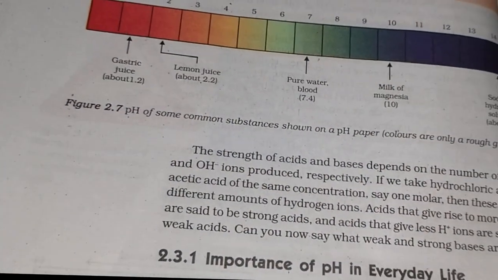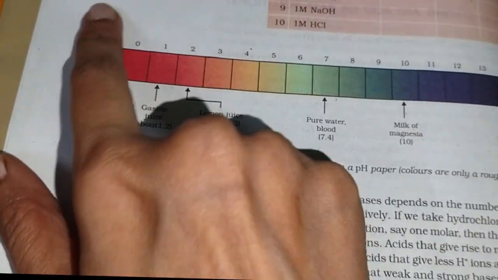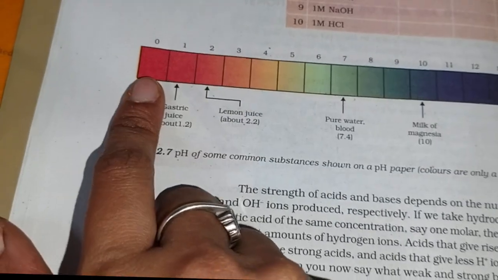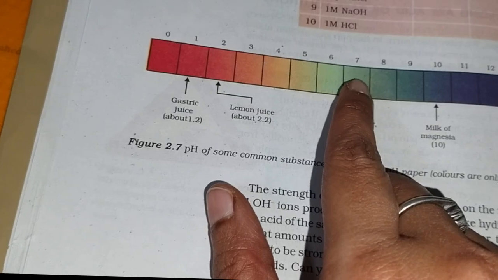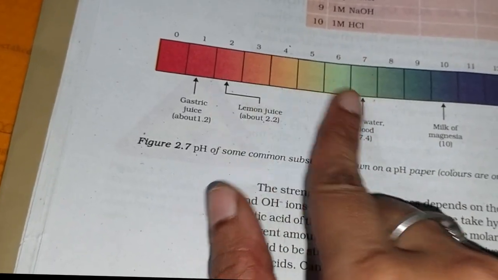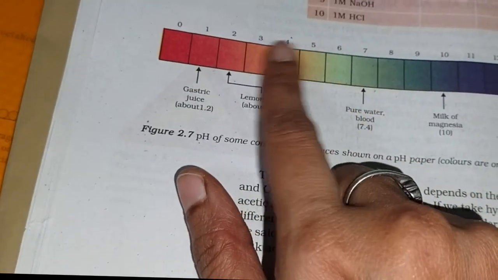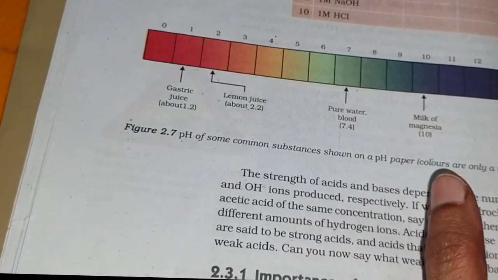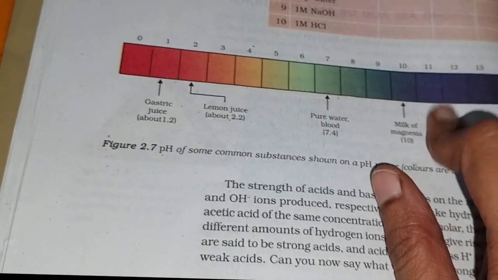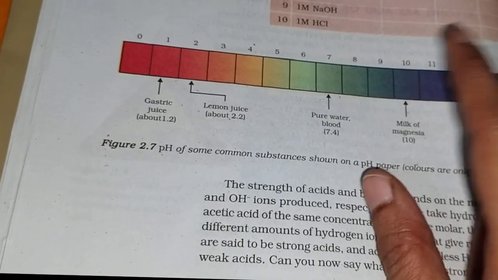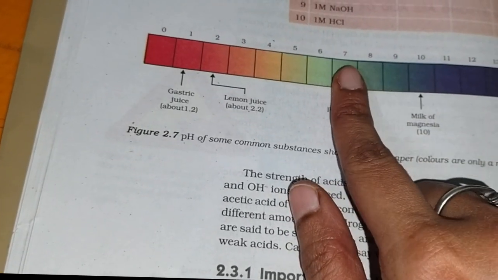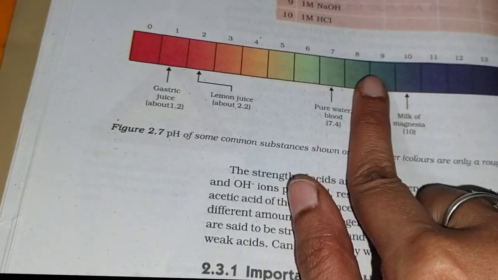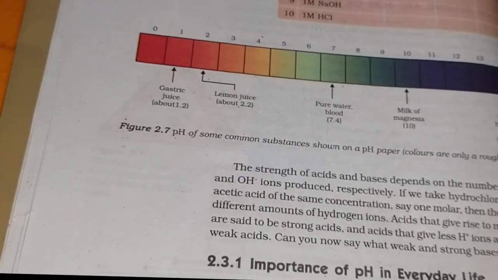So can you now say what weak and strong acids and bases are? Strong acids have low pH values and produce more H plus ions. Weak acids have pH from 5 to 7, maybe 4 to 7, and produce fewer H plus ions. A strong base means more OH minus ions in this region, and a weak base will have fewer OH minus ions, with pH around 8, 9, 10 like that. So like this we can judge.